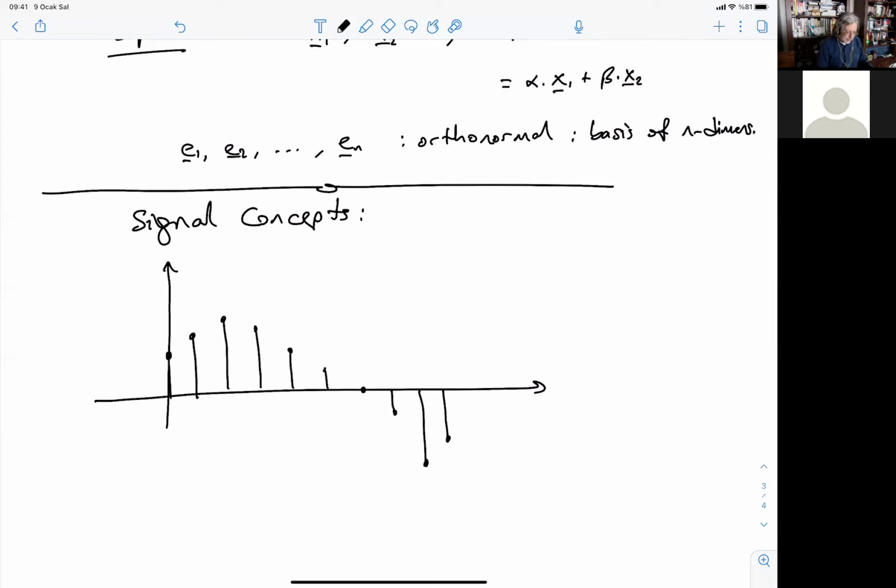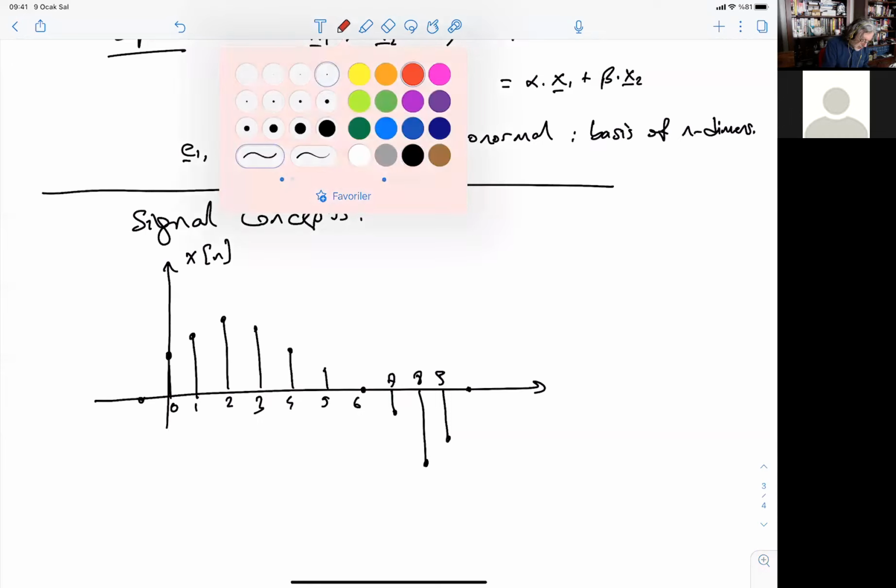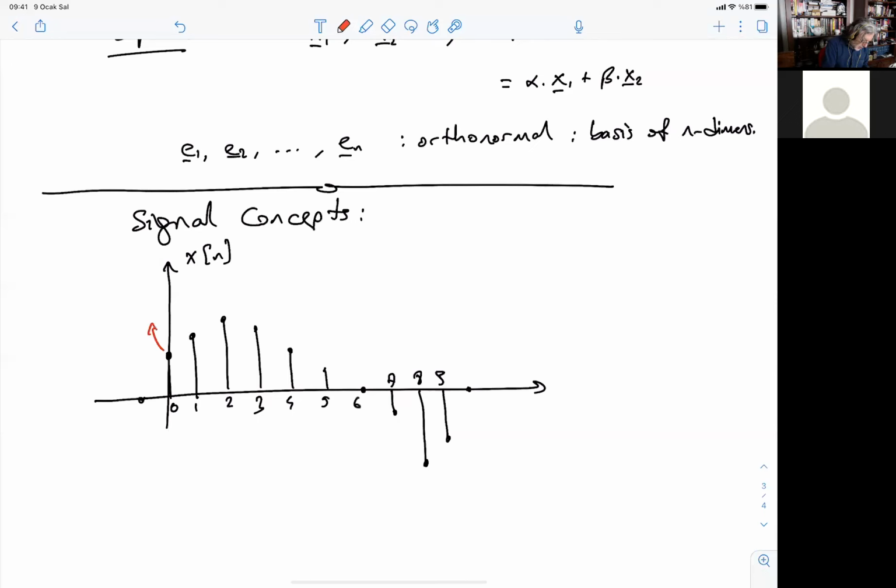Like this. At indices 1, 0, 1, 2, and here all the others are, let's say, 0, 3, 4, 5, 6, 7, 8, 9. It's a finite support discrete time signal, but it doesn't have to be. This is just an example. And let's call it x of n. So what is the value at 0? Here, the value is x of 0. Here, the value is x of 1.